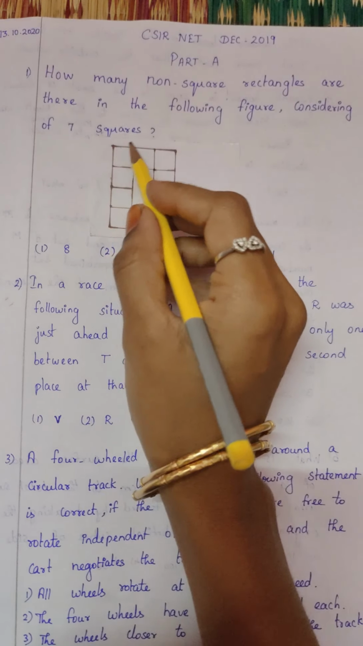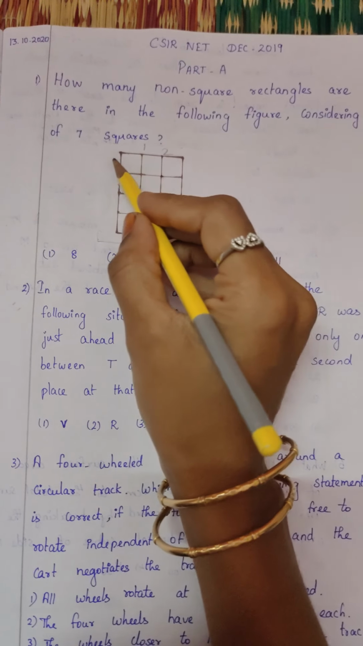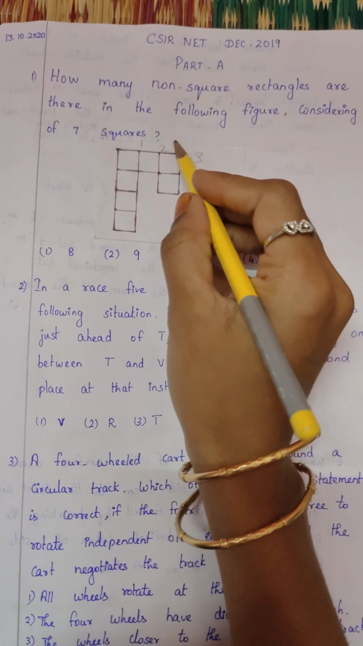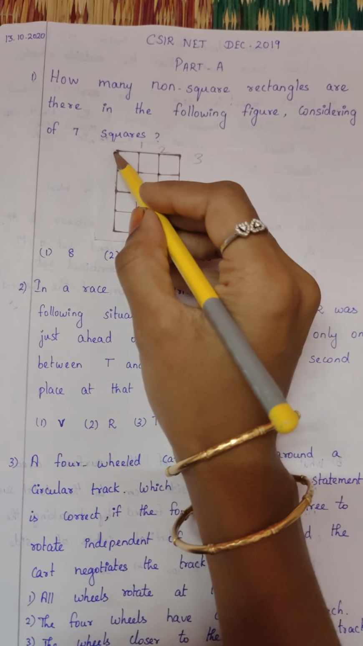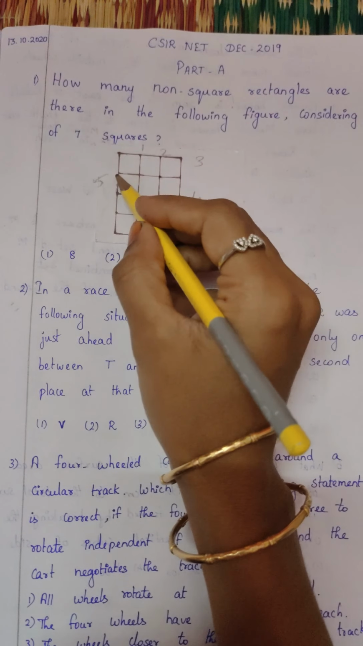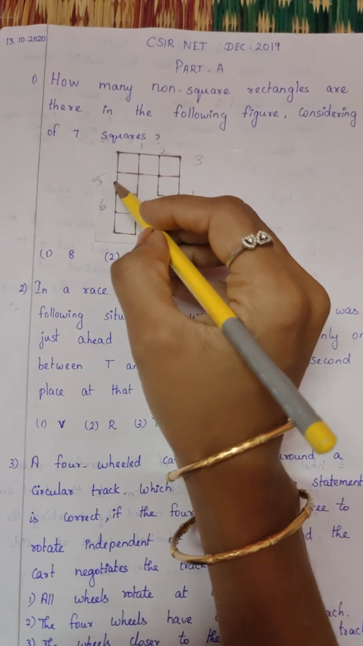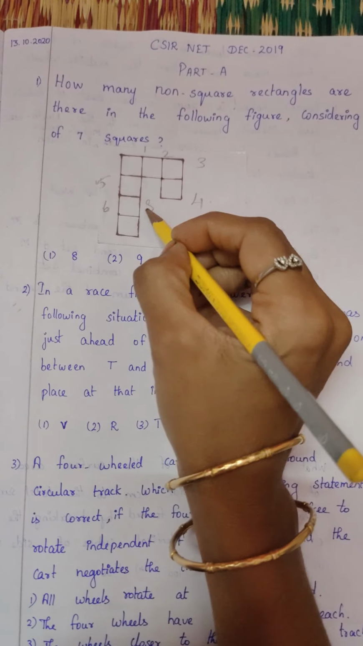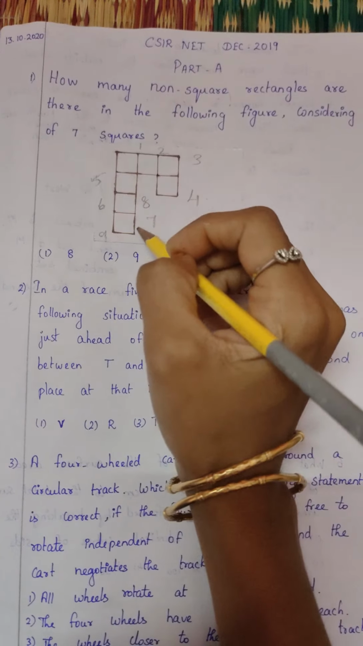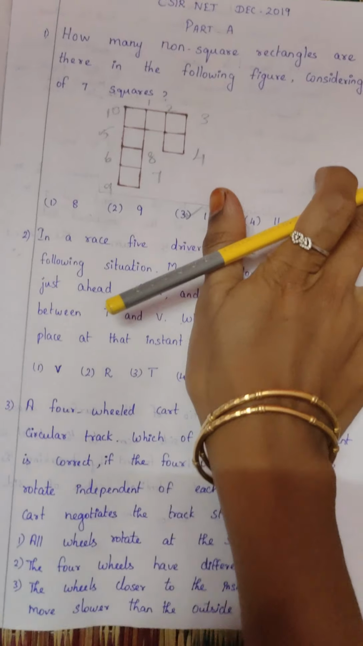This is one rectangle 1, and this is rectangle 2, and the whole thing as one rectangle 3, and this one as rectangle number 4, this one is rectangle 5, and these two boxes are one rectangle 6, this one 7, and these 3 consider as 8 and these 3 as 9, and the whole 4 boxes as 10. So we have 10 rectangles.